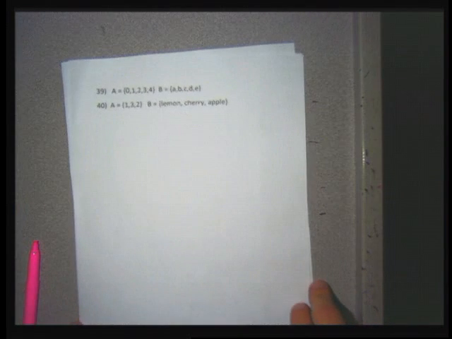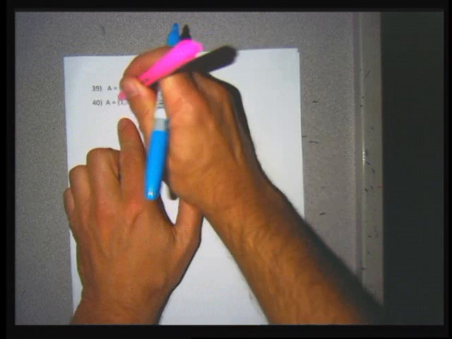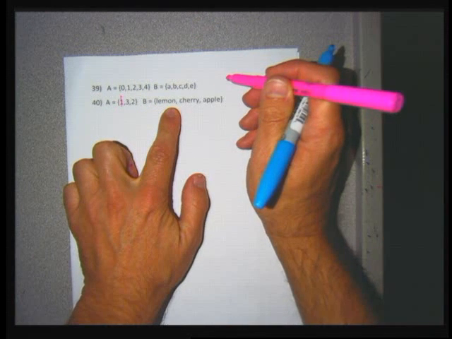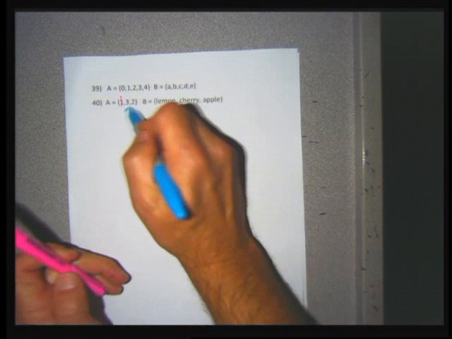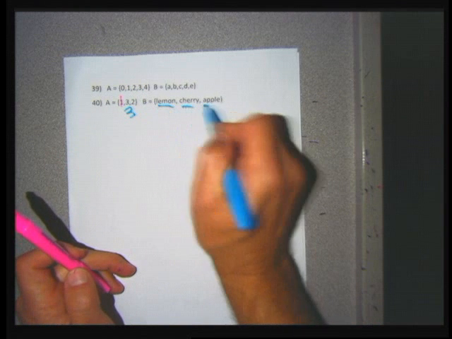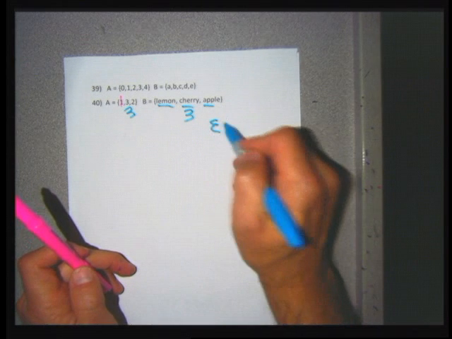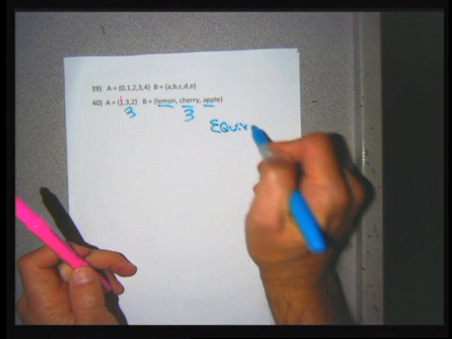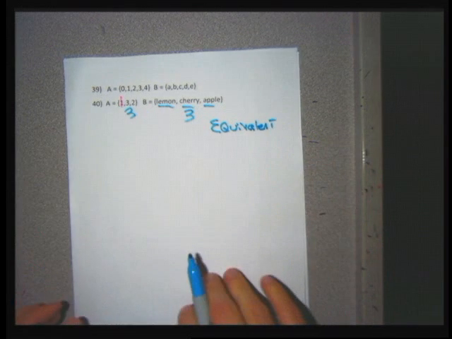Our 39 and 40 are similar, even though they look different. For 40, they're not equal because A has the number 1 in it, B doesn't have the number 1 in it, so they're definitely not equal. But in terms of being equivalent, A has 3 elements, B has 3 elements. That makes these only equivalent. They're not equal, but they both have 3 elements, so they're equivalent.